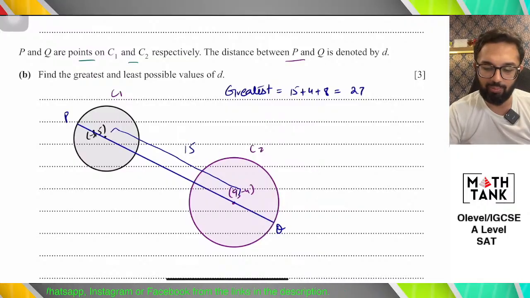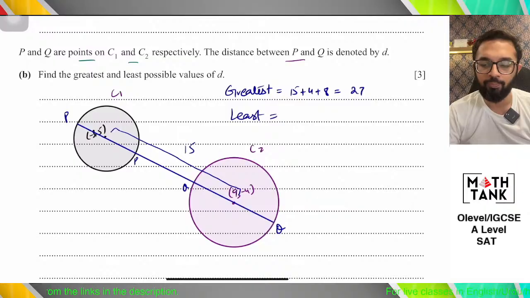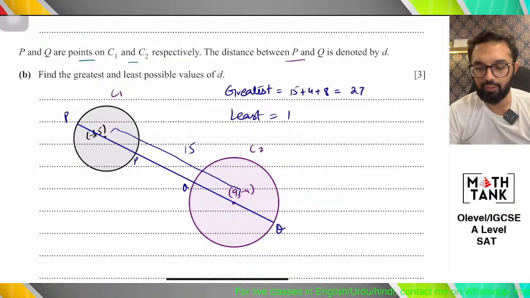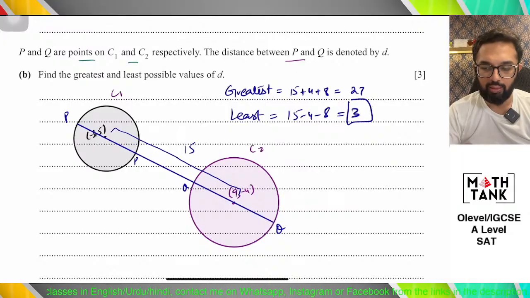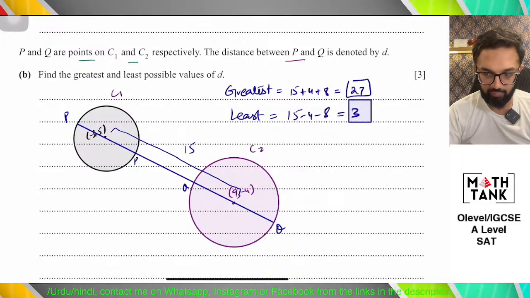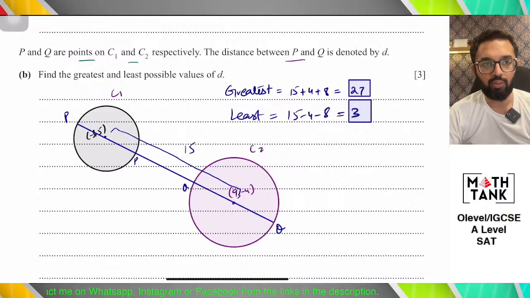And the least is when P and Q are here and here. So the least is going to be this. That's when they're on the edges. So 15 minus 4 minus 8, that gives me 3. Okay, that is the complete working for this question. You don't need to do anything else in this question.